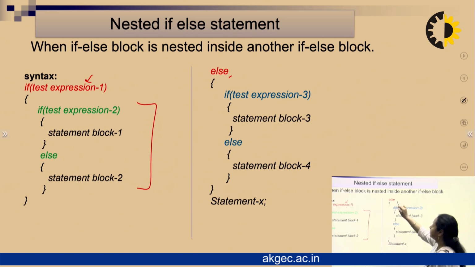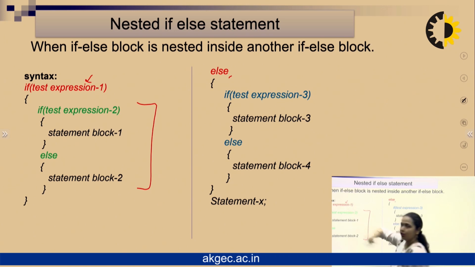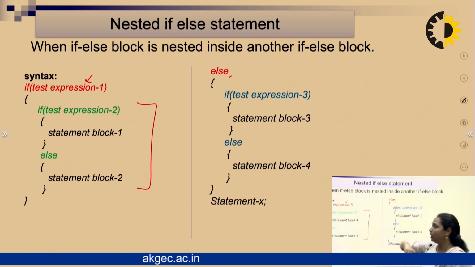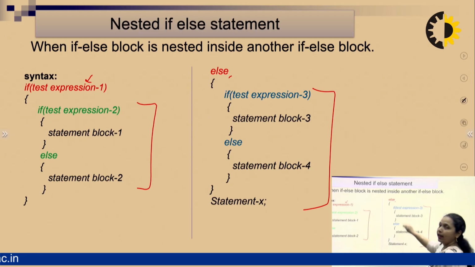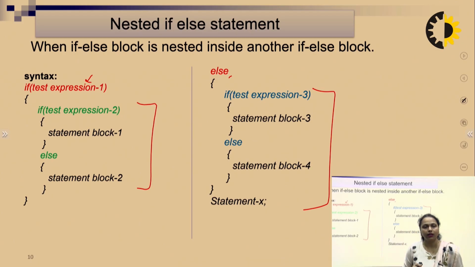Similarly, in the else part, that is, if the first expression is false, in that case the else will be executed. And you can see that in the else part also, we have an if and else statement written. So this is the nested if-else statement. In nesting, we are placing one if inside another if.